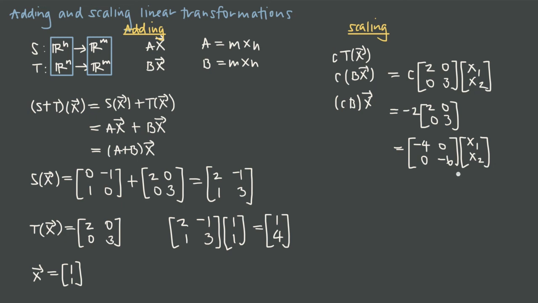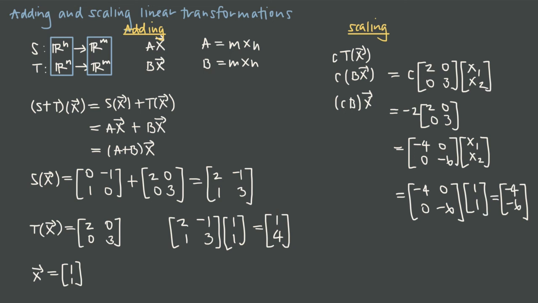So let's say we want to apply this to, again, the vector 1, 1. We'll just take our transformation matrix that we've already scaled up, and we'll multiply that by the vector 1, 1 that we want to transform. And when we do that, we'll get negative 4 and 0 is negative 4, and 0 and negative 6 is negative 6. And so what this tells us is that when we multiply the scaled transformation by the vector 1, 1, we get the transformed vector negative 4, negative 6.